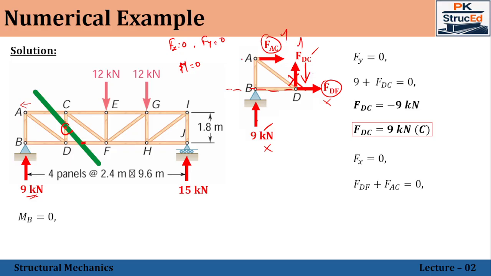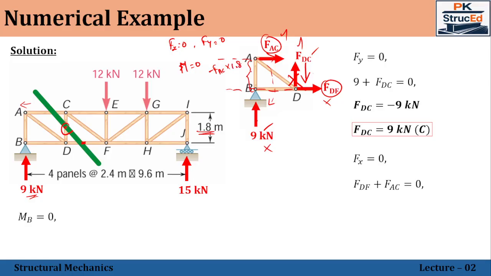Now moving on with this FAC, the force is acting in this direction. If I am rotating this force about the point B, it tends to rotate in the clockwise direction about the point B. So that will give a negative moment. That value will be minus FAC into the vertical distance between A and B, which is given as 1.8.